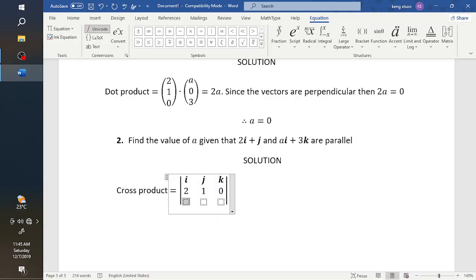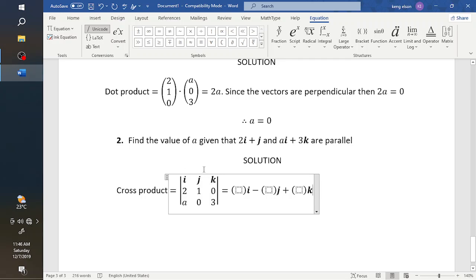All right. Then I have A, I have 0, and I have 3. Now let's do it. Now if I cover I, so I have I minus J plus K. Now if I cover I, what am I left with? 1, 0, 0, 3. You can write it out, but I'm just going to give the answer. So the result will give me 1 times 3 minus 0, which is 3. So I have 3I.